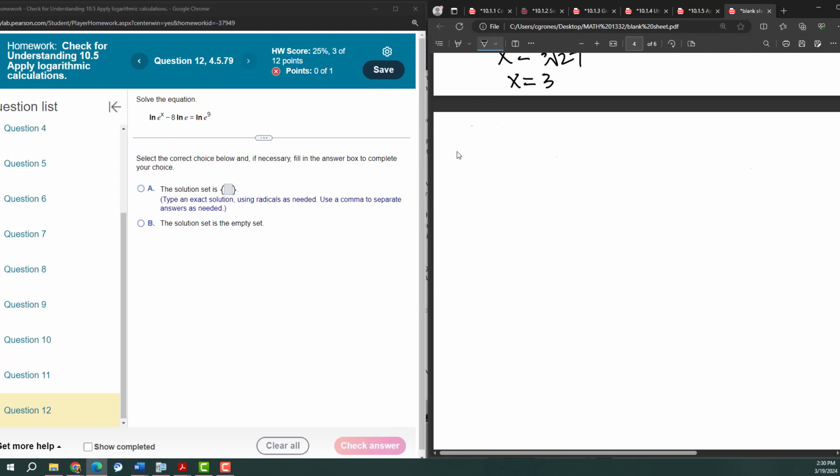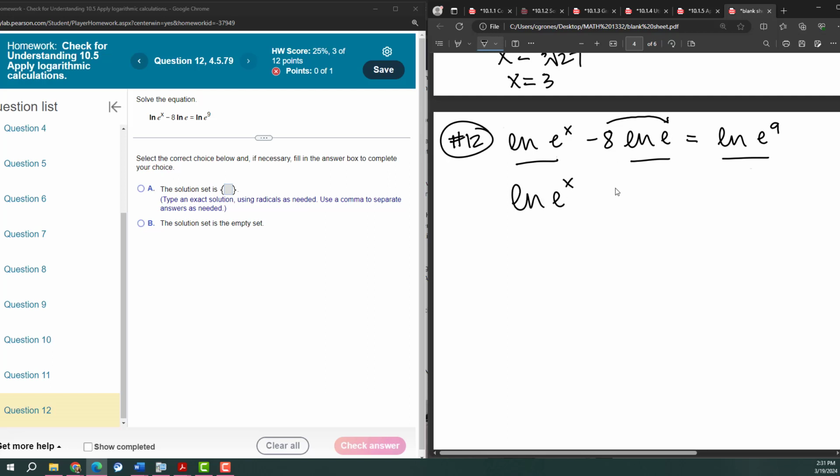All right, this last one, number 12. We have the natural log of e to the x minus 8 times the natural log of e equals the natural log of e to the power of n. So all of them have the natural log of e. So I'm going to move 8 over to our exponent. So I got the natural log of e to the x minus the natural log of e to the 8th power equals the natural log of e to the 9th.